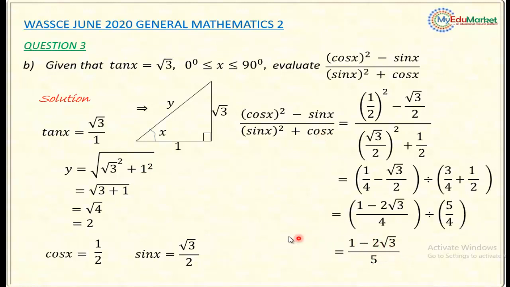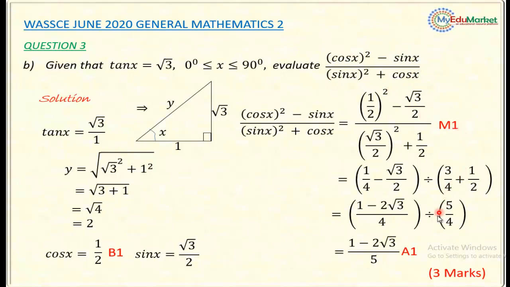So let's see the mark distribution according to the WAEC marking scheme. The first mark is a bonus 1 mark, and this bonus mark is for getting cos x as 1 over 2 and sin x as root 3 all over 2. The two must be correct before you are awarded this mark. Then the next mark is the method mark, for substituting your cos x and your sin x in the formula.